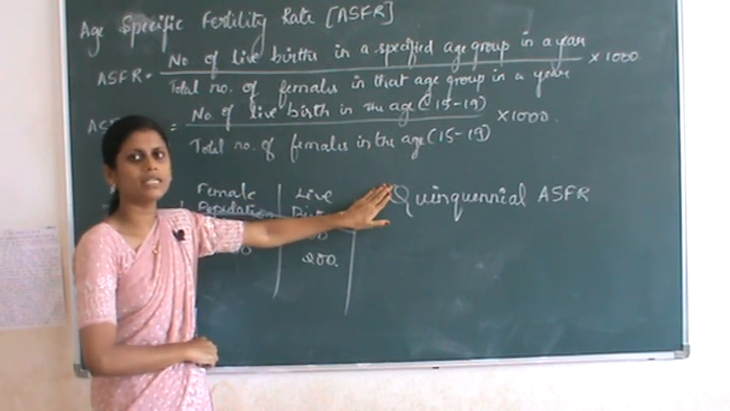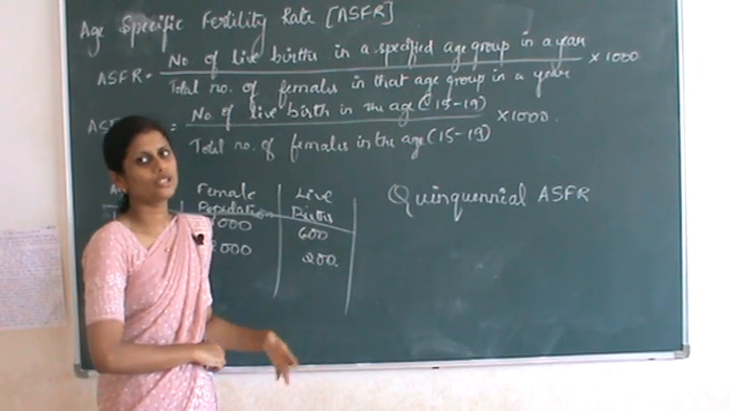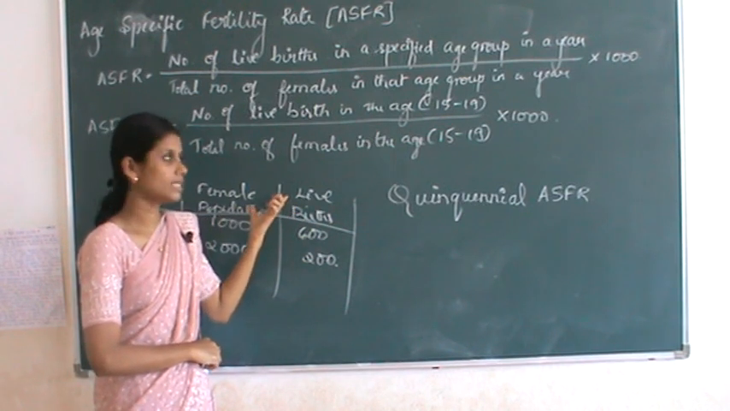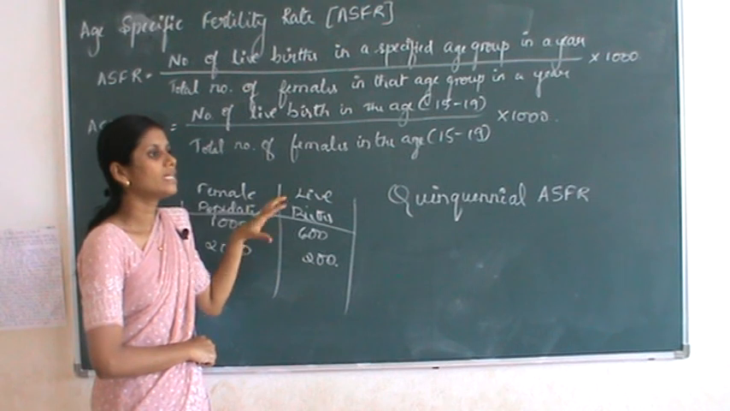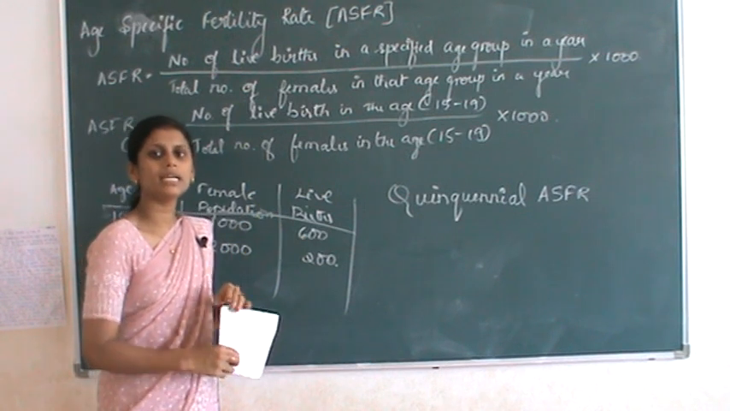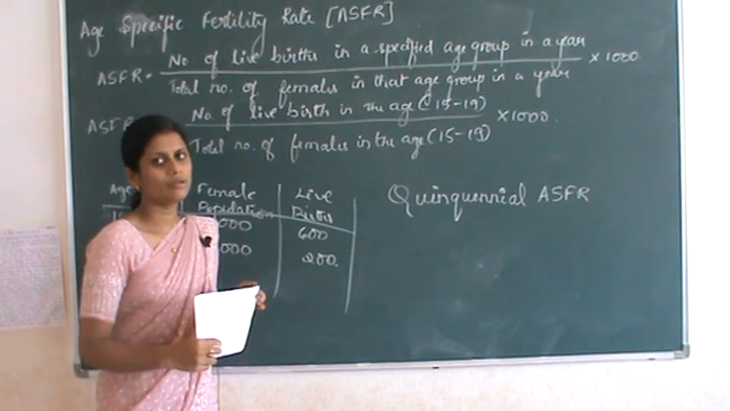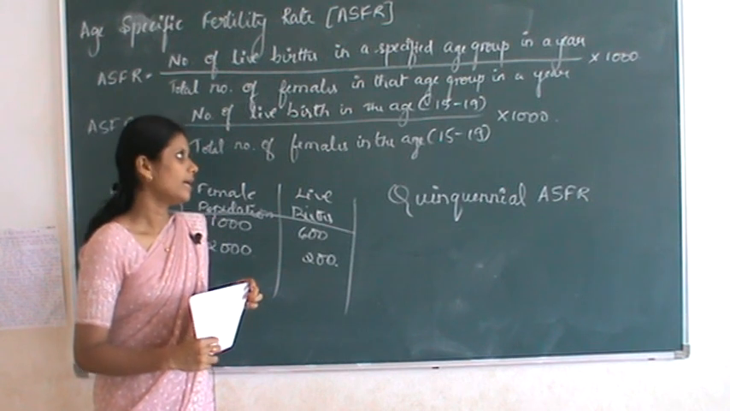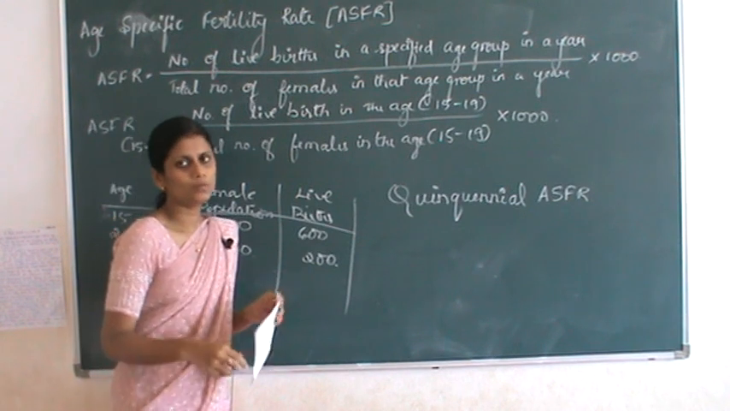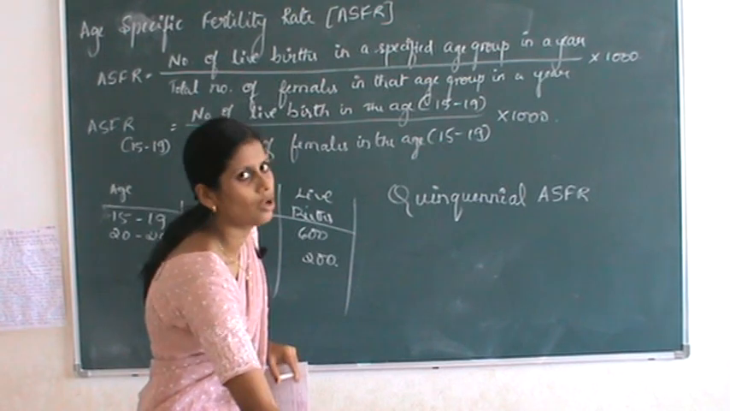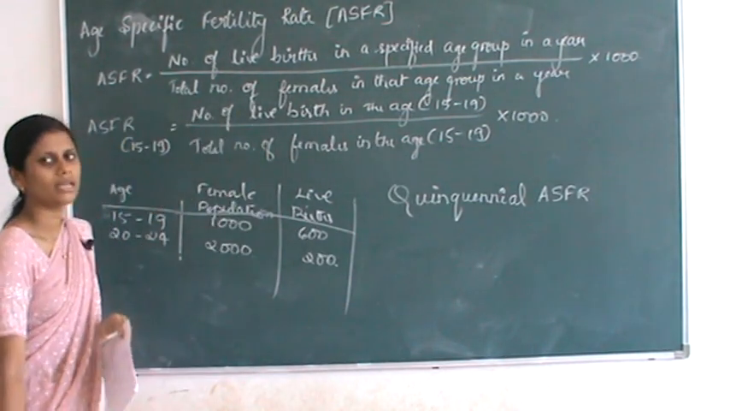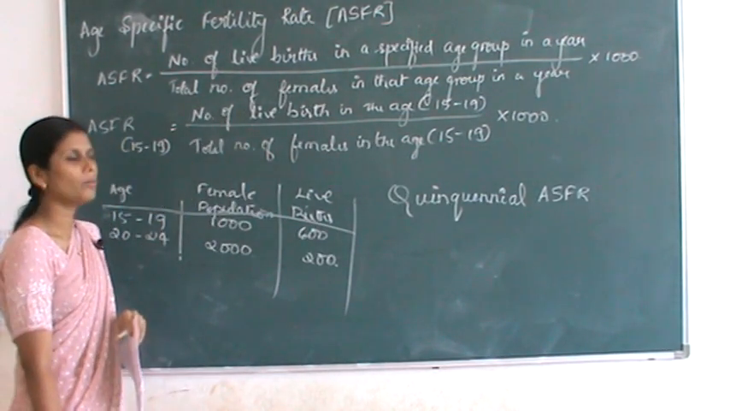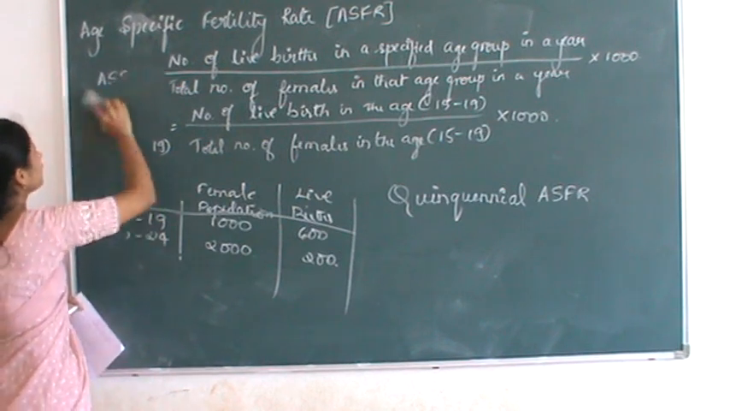Calculate age specific fertility rate, in the next calculation also you are going to use this formula. Next, this age specific fertility rate is easy to calculate and simple to understand, and it also includes both age and sex composition of the population. Now we will solve some of the problems under age specific fertility rate.